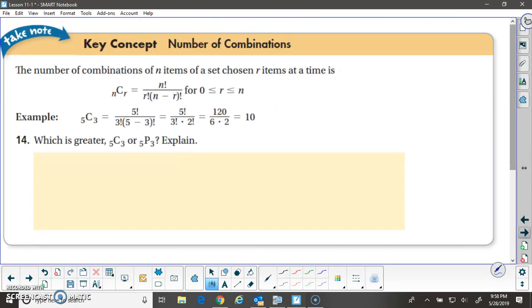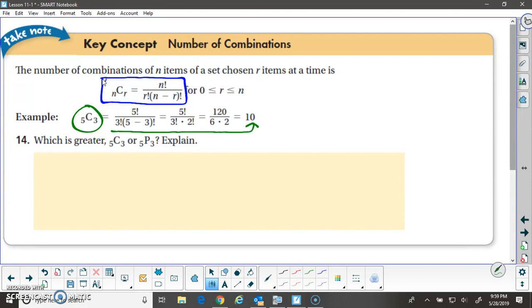Next key concept, number of combinations. Again, combinations is when you select a group of objects and the order doesn't matter. So how we do that is listed right here. We have nCr, and that's simply equal to n factorial divided by r factorial, and then you also have in the denominator n minus r factorial. So an example is listed right here. If we had 5 nCr 3, you'd find it by doing this right here, and you'd get a total of 10 options.